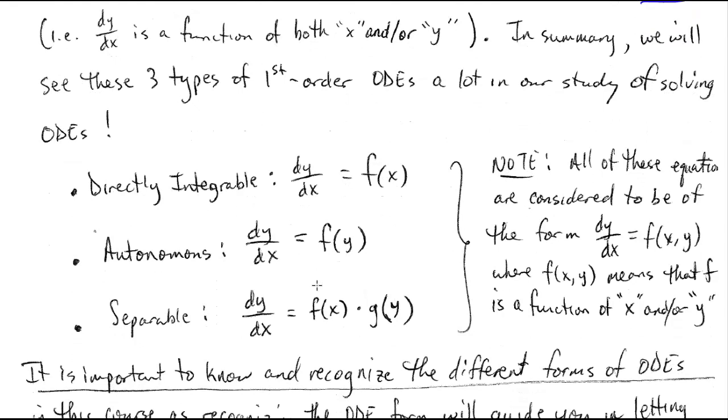Now, the main thing that I want to get across here is being able to recognize these three different types of first order ODEs. So, of course, the directly integrable ones, we see that we basically have the derivative of some function y with respect to x. And of course, the independent variable for the function is the same. So here we see that the derivative of y is only a function of x.